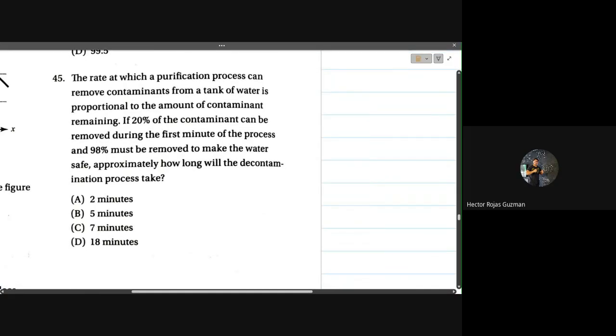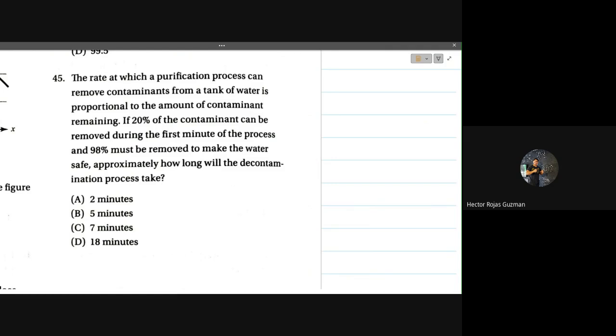The last one. The rate at which a purification process can remove contaminants from a tank of water is proportional to the amount of contaminant remaining. If 20% of the contaminant can be removed during the first minute of the process and 98% must be removed to make the water safe, how long is it going to take? Okay. When something is directly proportional, we learned that we can set up a differential equation like this. But this is for exponential growth. This one is talking about removing things. So it's an exponential decay. It's negative.